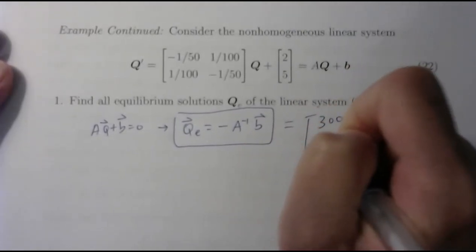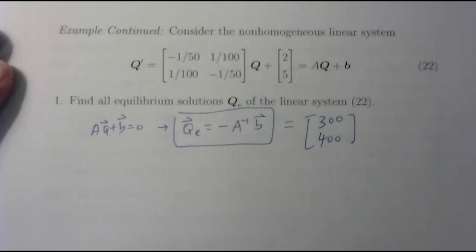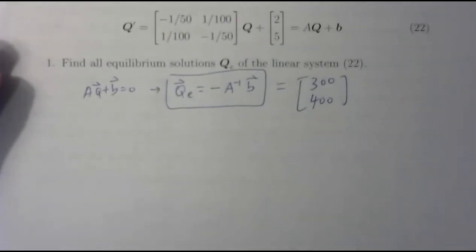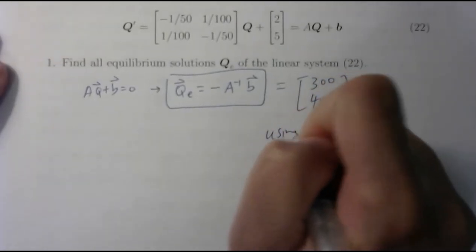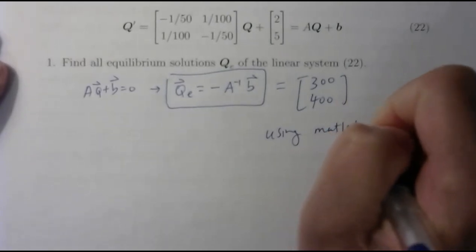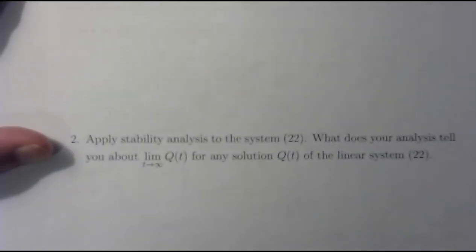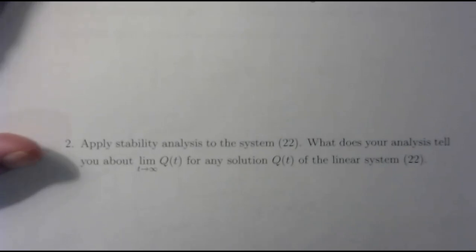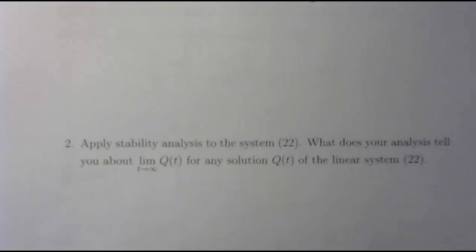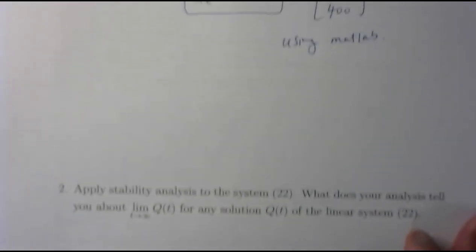300 and 400 pounds of salt in each tank. So that's what we're looking for here, using MATLAB. Great. Apply a stability analysis about the system. What does the analysis tell you about Q of t? So what should we look for?